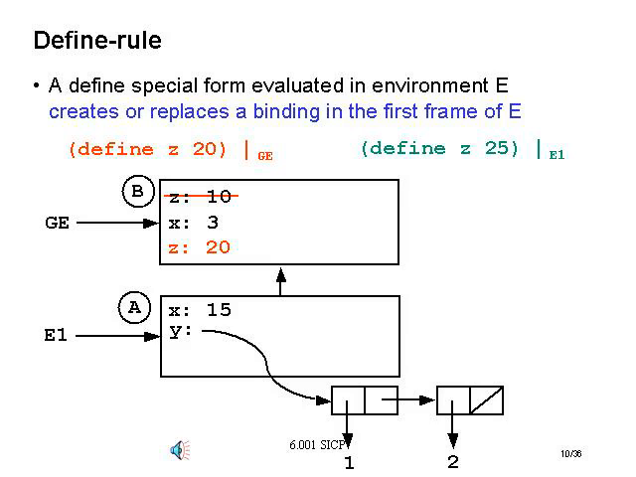On the other hand, suppose we evaluate a define statement of z to 25 in the environment E1. What happens in this case? Well, remember our rule. It says create or replace a binding for the variable in the first frame of the environment. So in this case, we do it in frame A, the first frame of environment E1. And since there is no current binding for z in that frame, we create a new one. And we've now set up a shadowing of z. The z bound to 25 in frame A will shadow the binding of z to 20 in frame B, similar to what we saw in the previous slide.